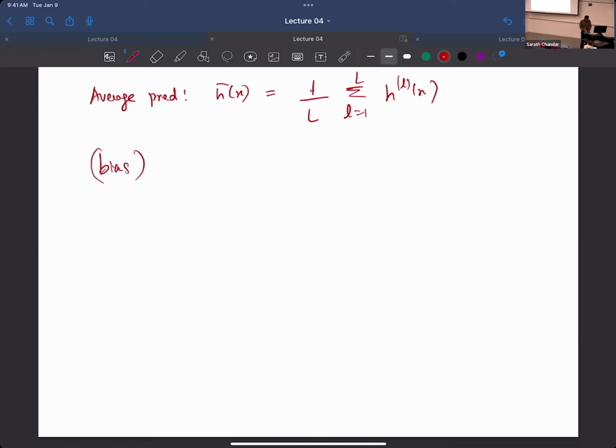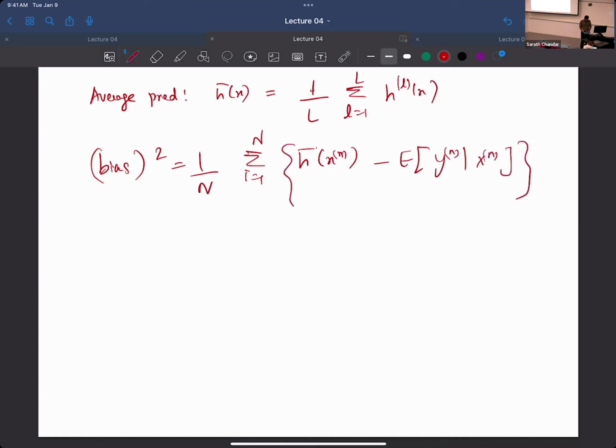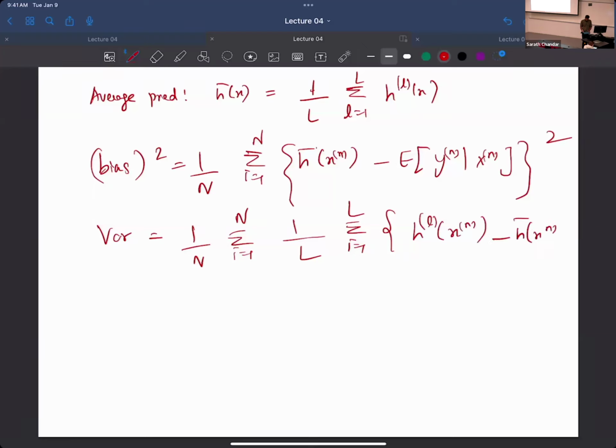So the bias squared is given by 1 over N summation n equals 1 to N of h bar of x_n minus the expected value of y_n given x_n, the whole square. I can compute this expectation because I created the data, I know the sine curve that is creating the data. And the variance is given by 1 over N summation n equals 1 to N of 1 over L summation l equals 1 to L of h_l of x_n minus h bar of x_n, the whole square.